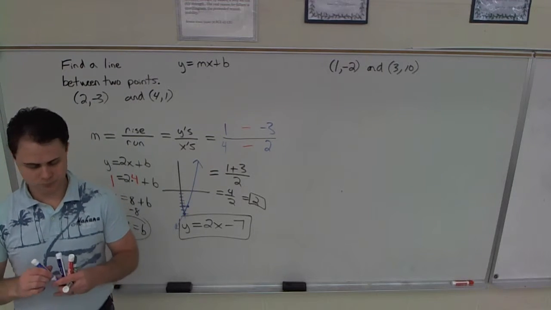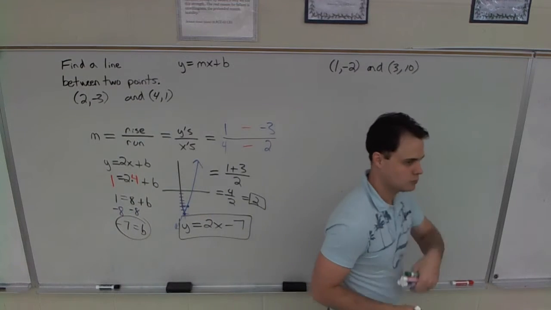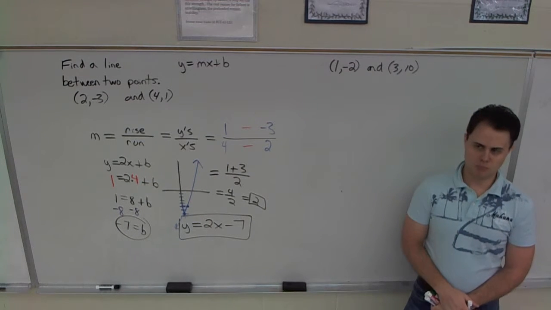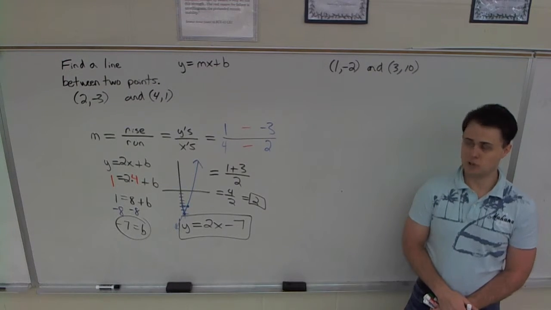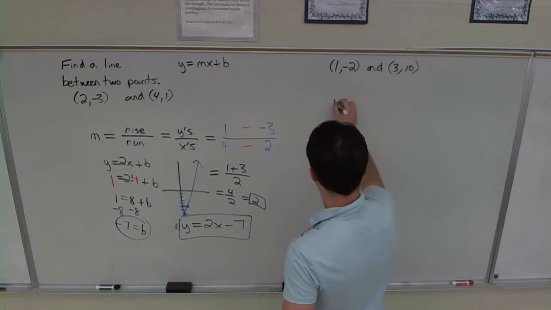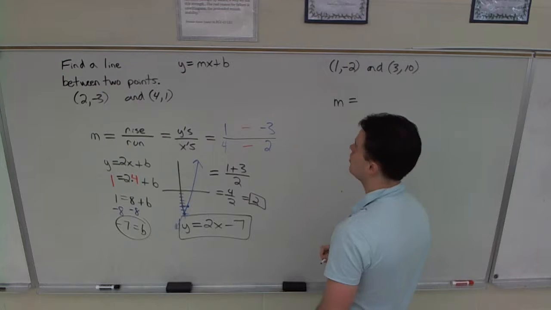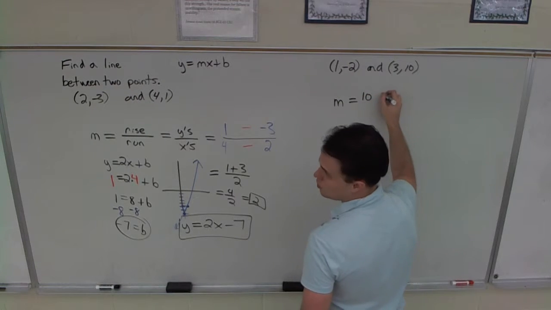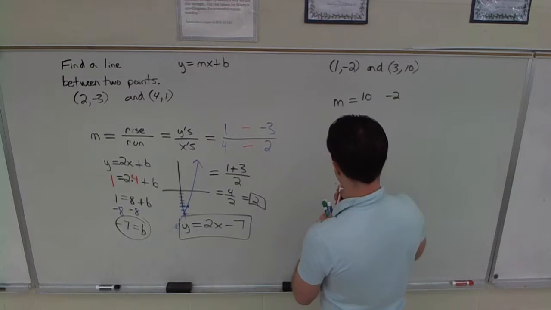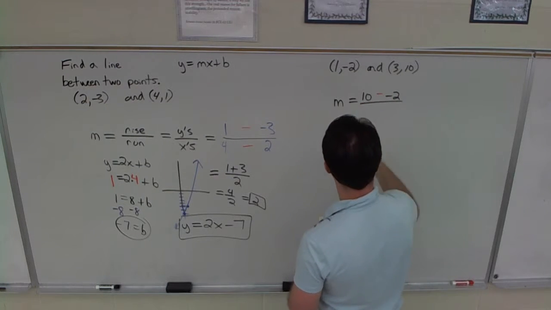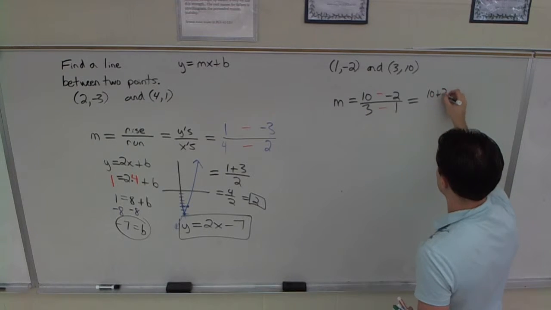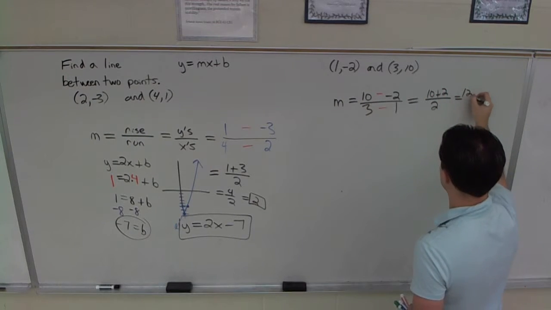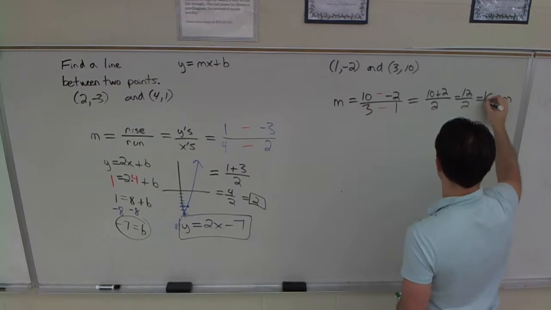Okay? Let's do it one more time. So you guys tell me. First step, find the rise over run. So we're going to do the y's. 10 and negative 2. Minus in between. 3 and 1 with a minus in between. So that's going to be 10 plus 2 over 2, which is 12 over 2, which is 6. That's m.